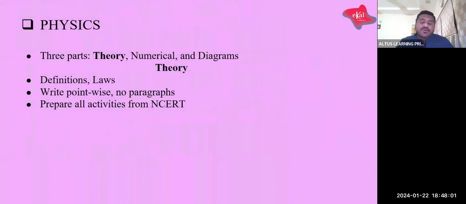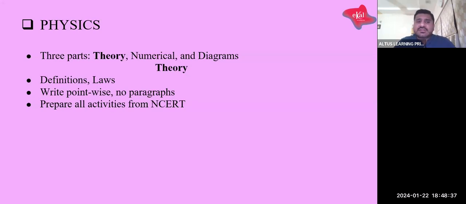Okay. Now, as you know, science is divided in three parts: physics, chemistry, and biology. So let us start with the physics portion. In physics, you can divide the subject in three parts: theory, numerical, and diagrams. If I talk about theory, first of all, read the chapter from the NCERT book thoroughly. There are many definitions in all four chapters of physics: light, human eye, electricity, and magnetic effect.